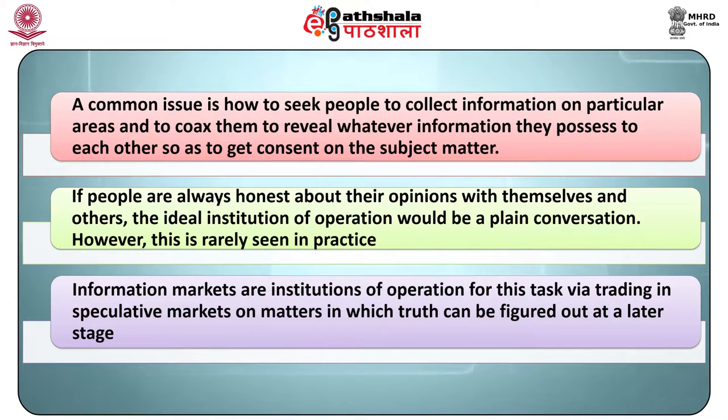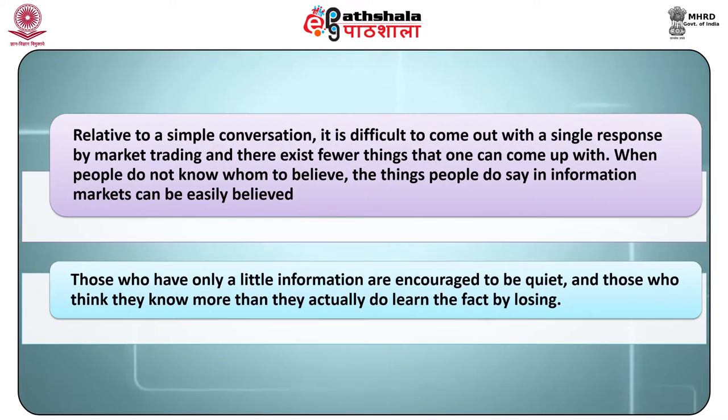Information markets are institutions of operation for this task via trading in speculative markets on matters in which truth can be figured out at a later stage. Relative to a simple conversation, it is difficult to come out with a single response by market trading, and there exist fewer things that one can come up with. When people do not know whom to believe, the things people do say in information markets can be easily believed. Those who have only a little information are encouraged to be quiet, and those who think they know more than they actually do learn the fact by losing.